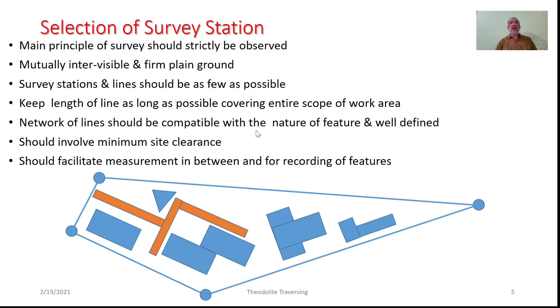In addition, the survey stations that we choose should facilitate the measurement in between as well as recording the various features, because in order to record these particular features, we'll be referring to the various stations as well as survey lines that are defined by them, and hence the line should be as close to the features so that the length of the offset or angular measures would be beneficial with the principle that we wish to follow for that kind of the surveying.